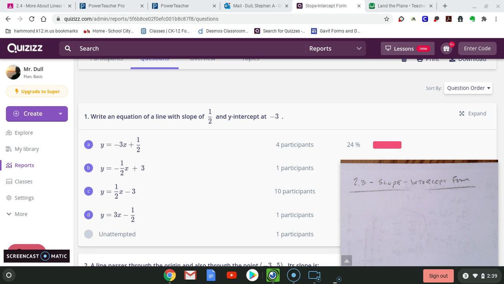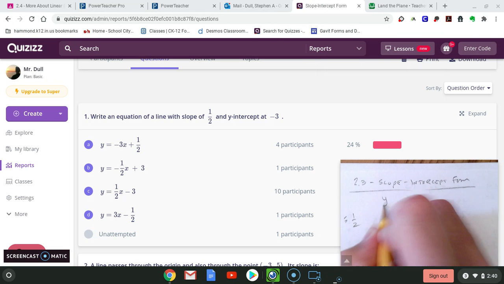Hi, Algebra 2. I want to go ahead and take a look at a couple things from today's work, section 2.3, when we were looking at slope-intercept form. So if you take a look at question number 1 on the warm-up, where we did the five question quizzes, we were given a slope of 1/2 and a y-intercept of -3 and asked to write an equation.